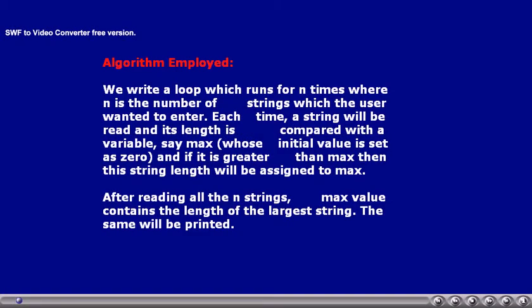In this problem also, we will write a loop which runs for n times, where n is the number of strings which the user wanted to enter. In each iteration, a string will be read. Its length will be calculated by calling the strlen function. If this length is greater than max, then the length will be assigned to max. Initial value of max will be taken as 0.